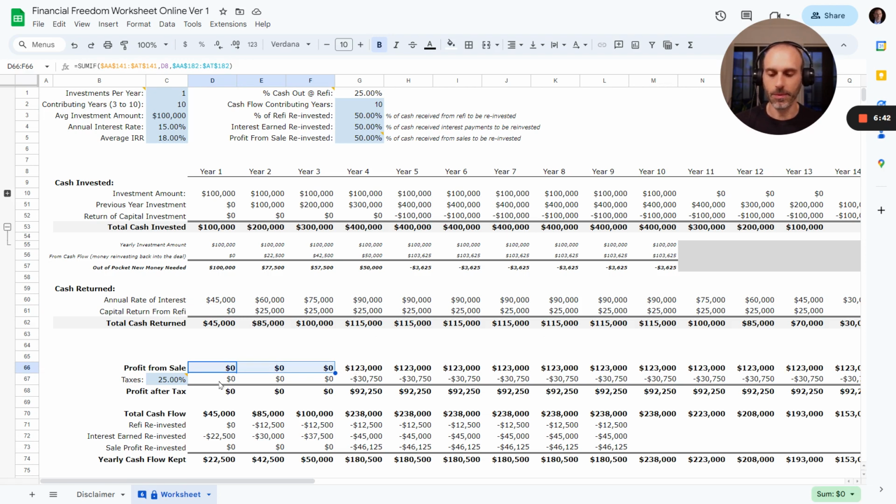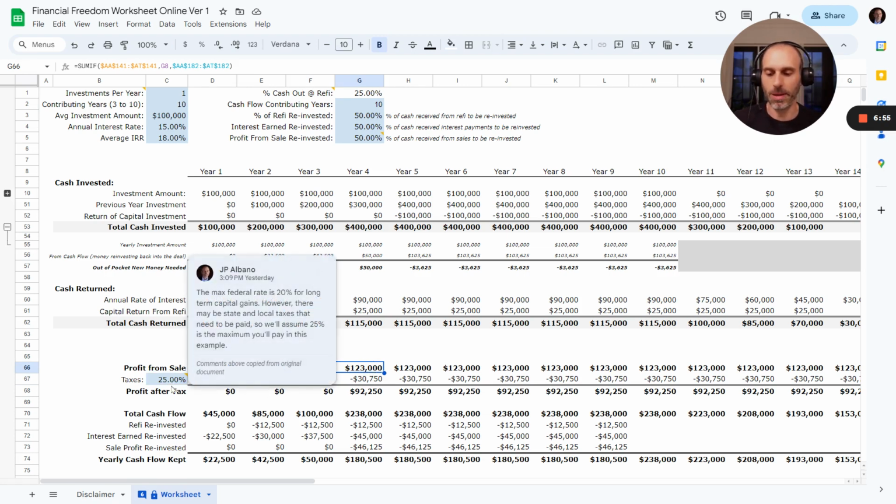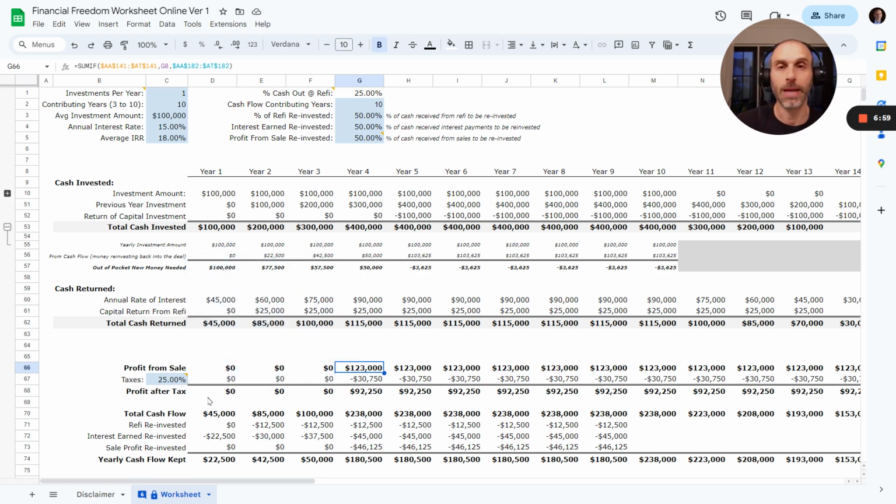And then the same with taxes. You're not paying any taxes on any money because you didn't really make any money. But you could see in year 4 where there was some profit returned, there's a tax. Now we max this at 25%. I put a little comment here. Basically what this means is with capital gains, long-term capital gains, as of this recording in 2023, the maximum rate that capital gains can be taxed at is 20%. And that depends on your tax bracket. And you obviously want to talk to your CPA or tax attorney on that.